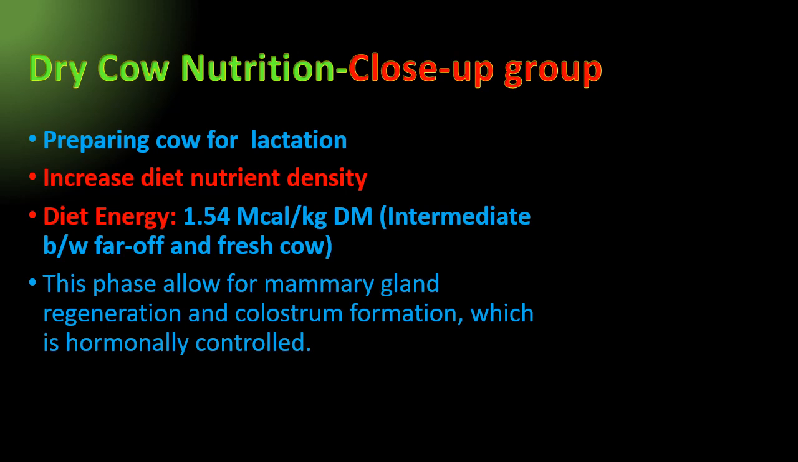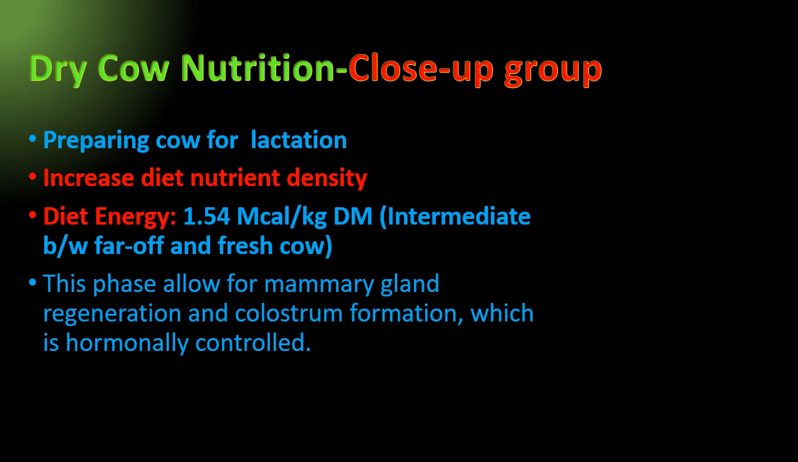So the rumen must be stimulated by a high energy diet to stimulate rumen papilla elongation. This increases the surface area to absorb volatile fatty acids. Rumen microbial changes must occur as cows receive high energy diet after calving.